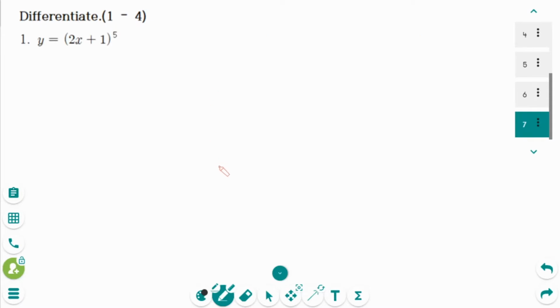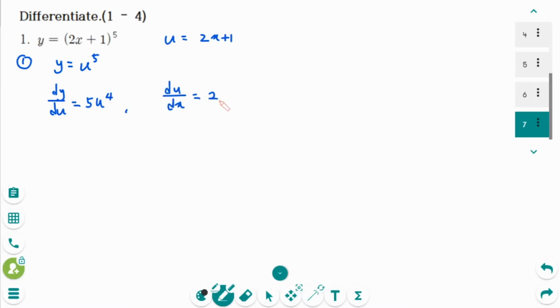This is the first question. Use the substitution. Let u equals 2x plus 1. That means y equals u to the power of 5. Then dy/du equals 5u to the power of 4. Then du/dx equals 2.